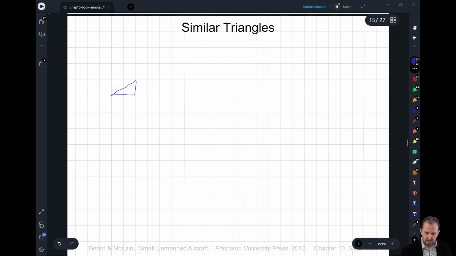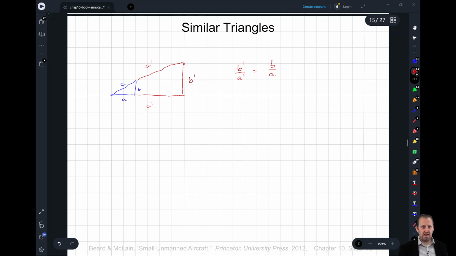Okay, so I'll call the sides of the triangles A, B, and C. And if I have a similar triangle, meaning that it has the same angles as the blue triangle. So the bigger one has the same angles as the smaller one, but the sides might be different. So A prime, B prime, and C prime. We can write a relationship that B prime all over A prime is equal to B over A.